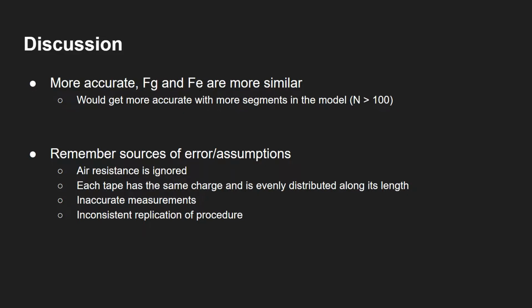Now, this is definitely more accurate than using point charges, as we could see before that the force of gravity and the electric force are more similar than they were in Lab 1. We get even more accurate results if we add more points and segments in the model, so if we took n from 100 up to, say, 200.